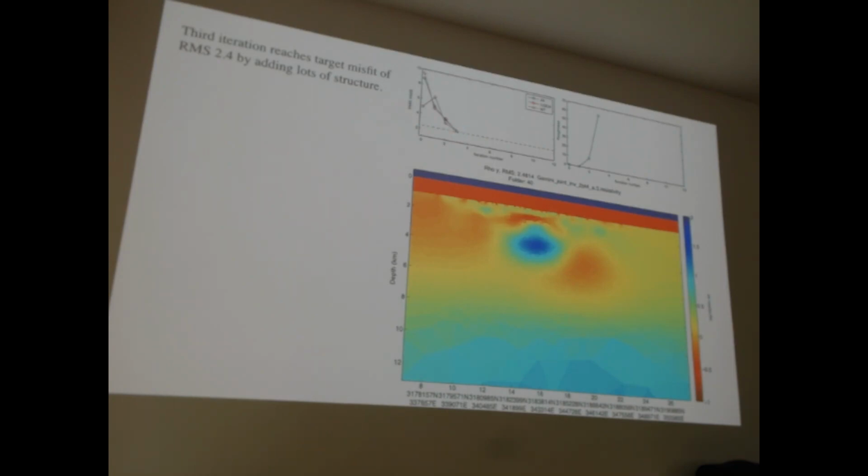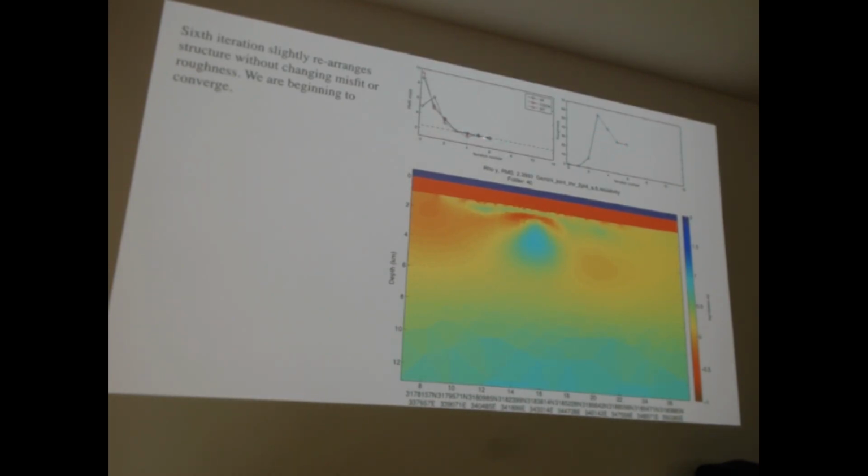Explain why I've chosen 2.4 and not 1. I put a lot of structure in here to fit the data, so my roughness has gone right up. But now, when I keep going, my misfit is staying constant, and I'm starting to make the model smooth, and the roughness is coming down. I do that again, and then I finally have taken out all the roughness I can.